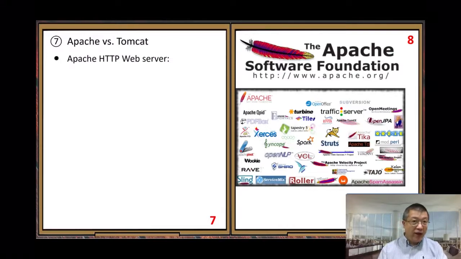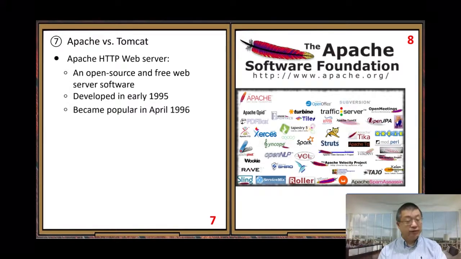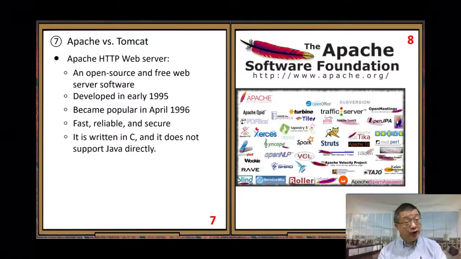Then for the properties of the server, let's look at Apache HTTP server. First, it's an open source free web server. Then the year it was developed, very early, 1995. Then it became popular in 1996, because at that time, there were not many choices for web servers. So definitely Apache was the most important one at that time. Probably fast, reliable, and secure. And it is written in C, originally in C, but in newer versions, C++ together.